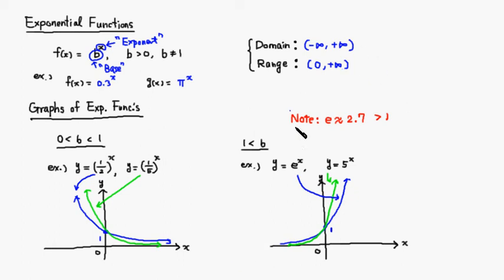Even though the base is greater than 1, the domain and the range are the same. The domain is all real numbers, so you can see the graph throughout for all real numbers of x. And the range is all positive real numbers, since the graph stays above the x-axis. All right, that's it. I hope that this was clear.